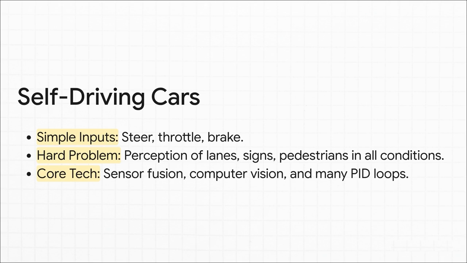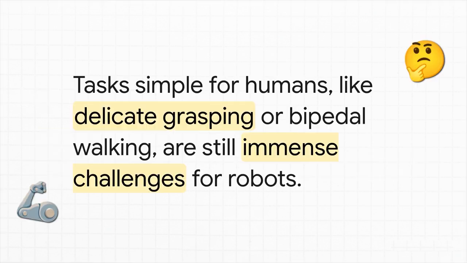It's trying to understand the world in all its messy glory, dealing with rain, sun glare, faded lane lines, or a kid chasing a ball into the street. That's the real challenge. And this is such a critical point, especially for educators. It's so important to manage expectations. Because despite all the incredible progress, things that are trivially easy for a 5-year-old, like picking up a squishy grape without crushing it or walking across the rocky beach, are still monumental challenges for our most advanced robots.